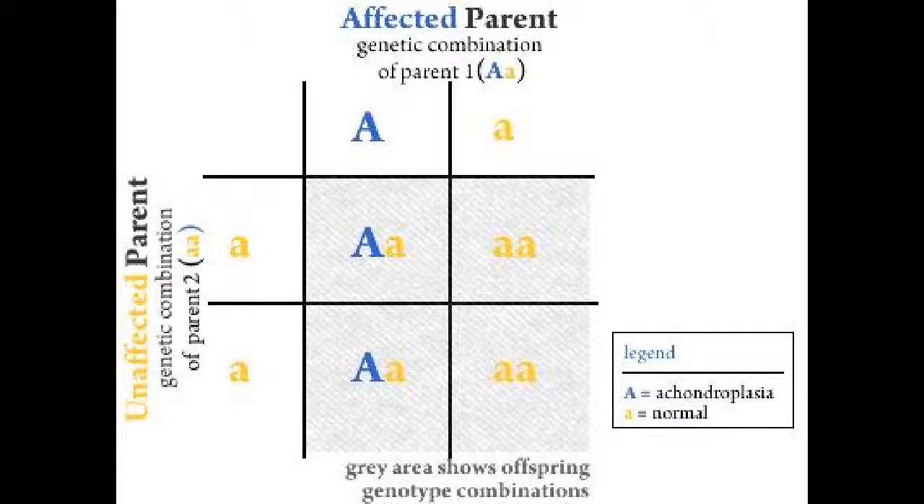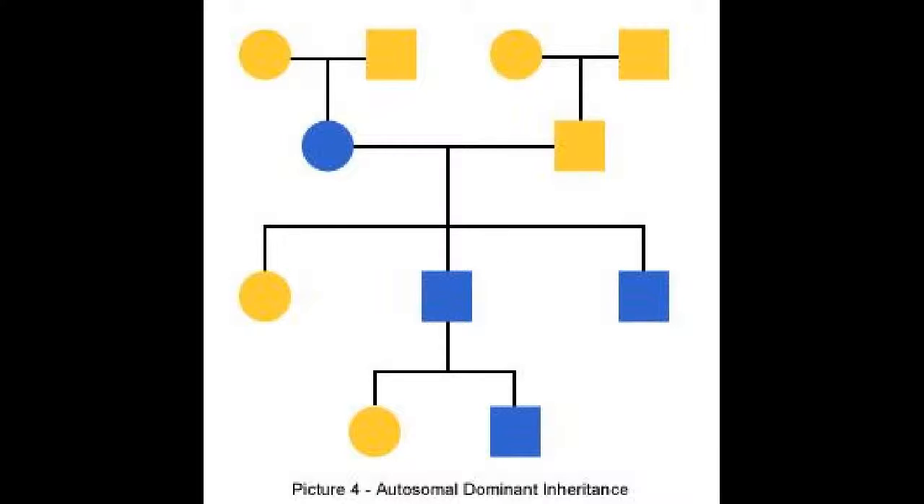This Punnett square shows that having one affected parent means that the offspring will have a 50% chance of inheriting the disease. This pedigree shows that the gene can appear from 2 unaffected parents, and if one partner has the gene, then there is a more than 50% chance that their offspring will inherit the disease too.